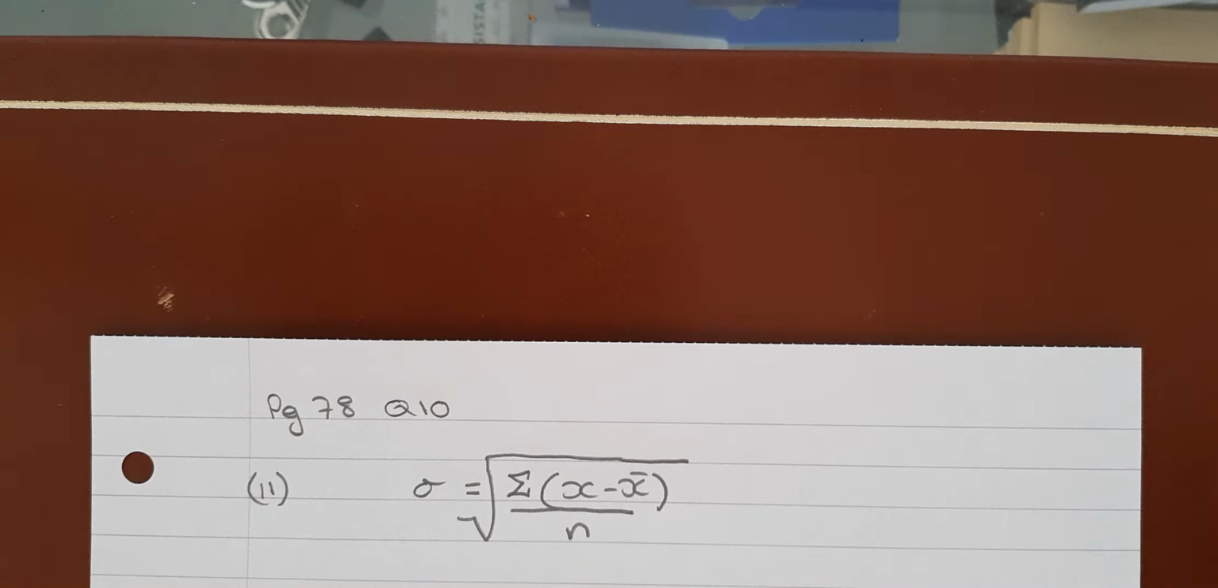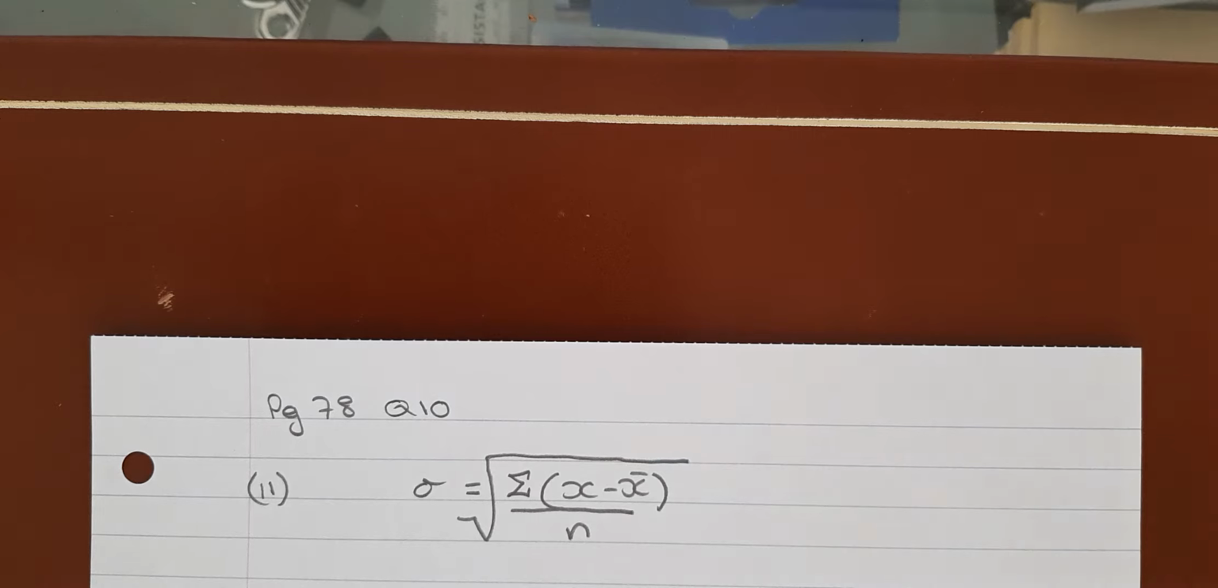T&T5 page 78, question 10, part 2. Calculate the standard deviation of each of the two roots. To do that, we need to use this formula. So the formula is the square root of the sum of the difference of each variable from the mean, all over the number of numbers.